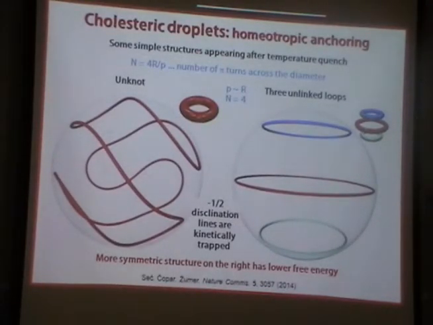The other thing is if you impose homeotropic anchoring and then study what happens if you are changing the relation between the diameter of the droplet and the pitch which we're imposing here. And what you can get is some kinetically trapped disclinations, so something which is tangling around. And of course, if you do the relaxation to some more stable states, you find out that more stable structures are more symmetric, so you have just three loops sitting here. It's just the best option.